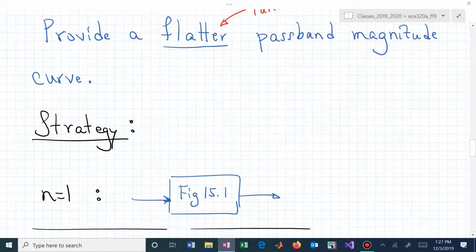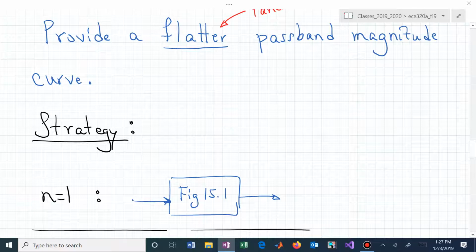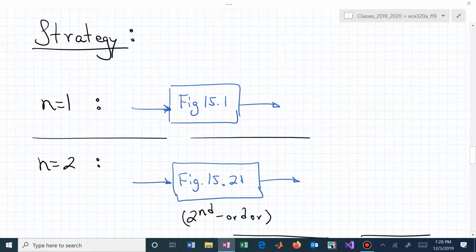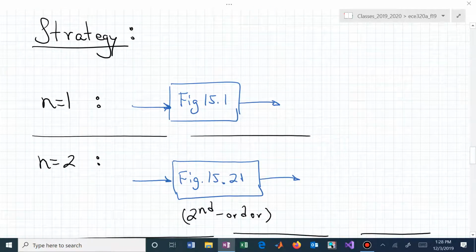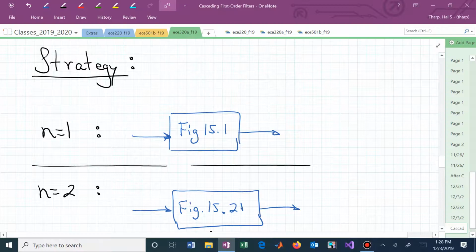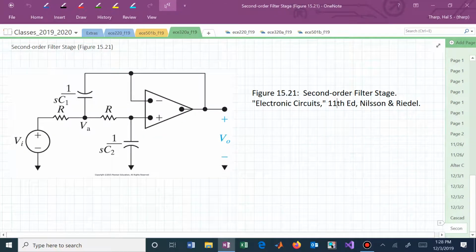So here's the strategy for building normalized Butterworth low-pass filters. If you want n equal to 1, you use figure 15.1, which is what we started today with. That active low-pass filter, that first order stage. If you want n equal 2, then you go to the second order filter stage, which is right here. You now build your filter with this.